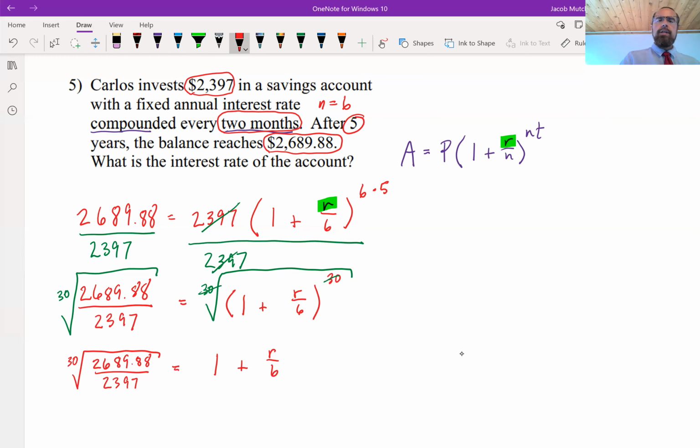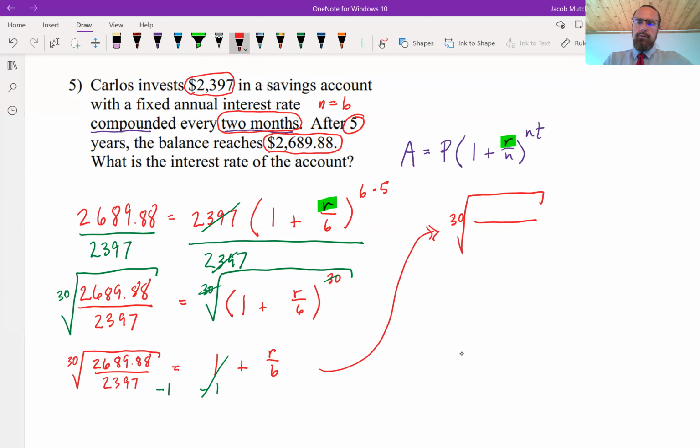So I've got just 2 steps left. I want to now subtract 1. And let's bump this over to another column here on the right. So currently I've got the 30th root of this fraction, 2,689.88 over 2,397. The minus 1 is going to be on the outside of that radical. And that equals the R value, the rate over 6.